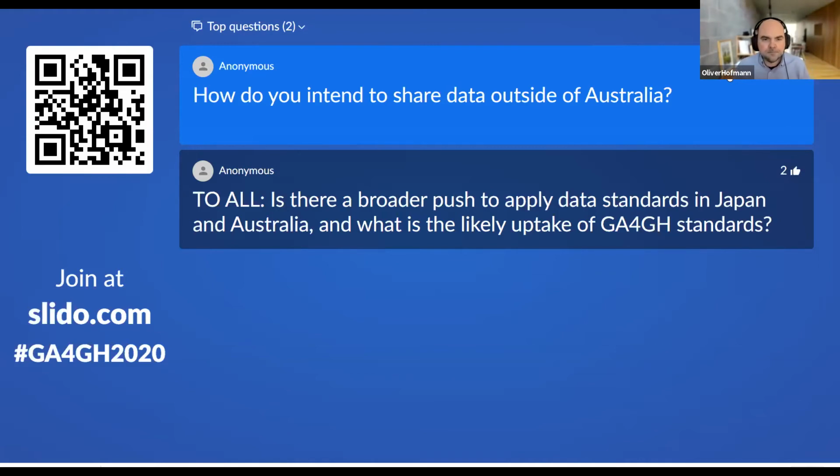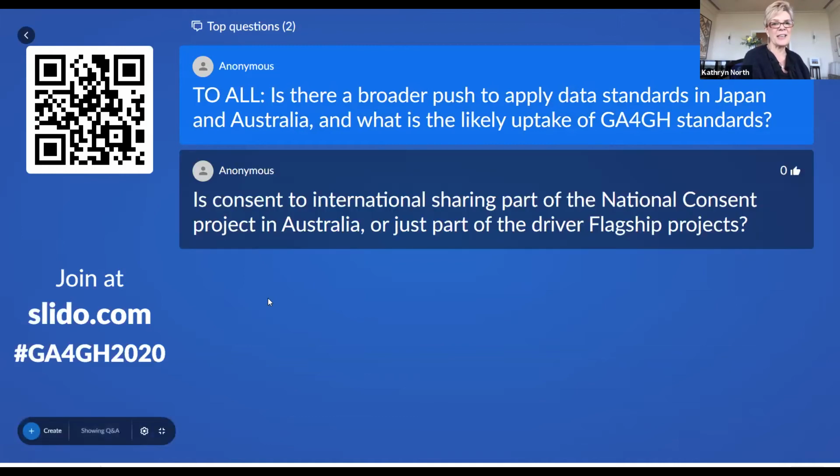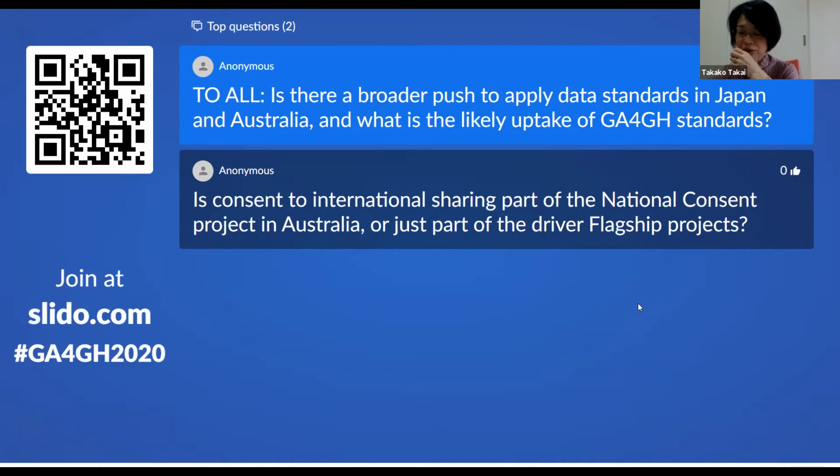Right, thank you. I think a great broad question that I'm going to ask you to address first, Takako, and then Tiffany, is where do you see the push coming from within Japan in terms of applying Global Alliance standards? And what do you think the likely uptake of those standards will be? Okay, thank you for asking. In the GEM Japan project, for example, for the genome aggregation project, we use VCF and BAM, not yet CRAM, sorry, but CRAM is under consideration. Another example will be presented by Soichi in the Biobank Network. Could you please introduce after me, Soichi?